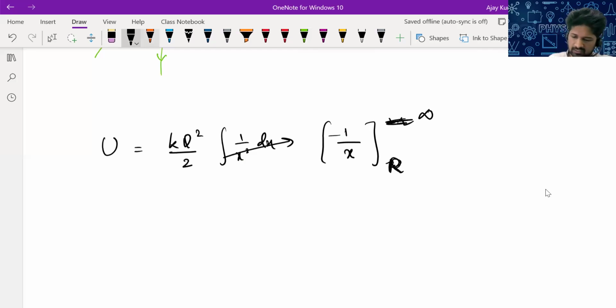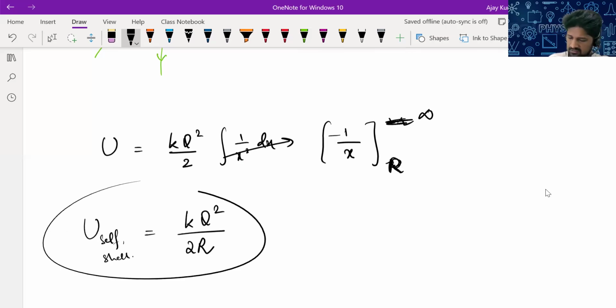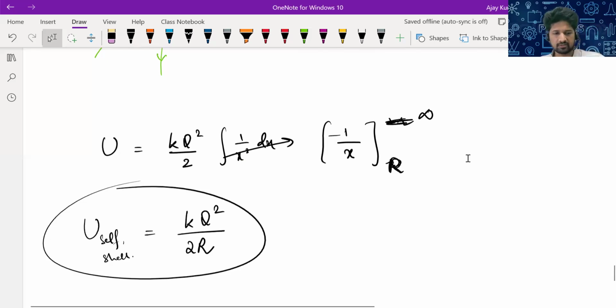So effectively, this becomes 1 by r, and the self energy of the sphere becomes kq square by 2r. Self energy of a uniformly charged shell is kq square by 2r. So a single charged spherical shell will store this much energy, kq square by 2r. It's called the self energy of the shell. We are deriving this by making use of its electric field and energy density in an electric field. There are other ways also to derive this, but we have done it this way. That's fine.